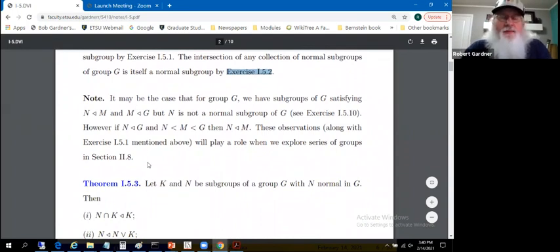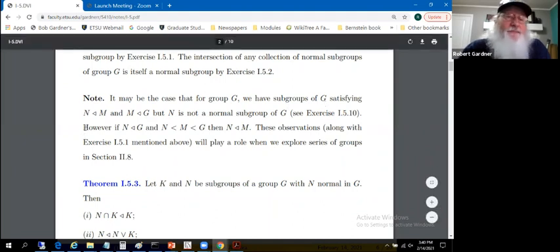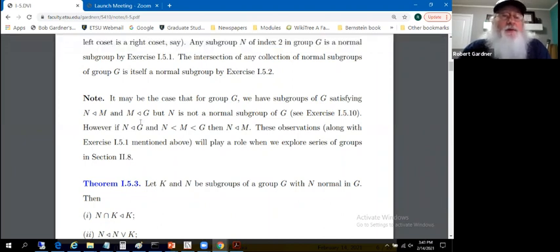Okay, let's talk about normality a little bit here. The definition, I'd like to say, is fairly straightforward. Yeah, I think it takes some getting used to, though. Here's some maybe surprising observations. It may be the case that for group G, we have subgroups of G satisfying N is a normal subgroup of M, and M is a normal subgroup of G. So we got this string, N is a subgroup of M is a subgroup of G.